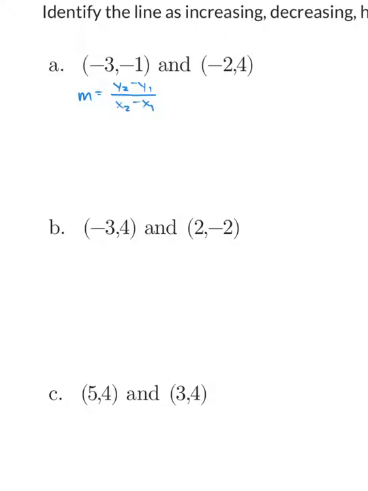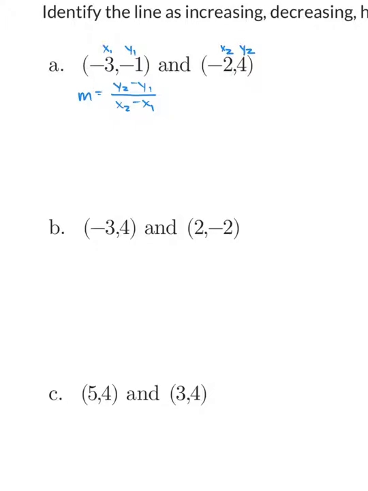I'm going to go ahead and label the coordinates of my points. So my first point, I'm going to label this x1, y1. Remember that the first number is the x-coordinate, the second coordinate is the y-coordinate. Similarly, on the second one, I'm going to label the first coordinate x2 and the second coordinate y2.